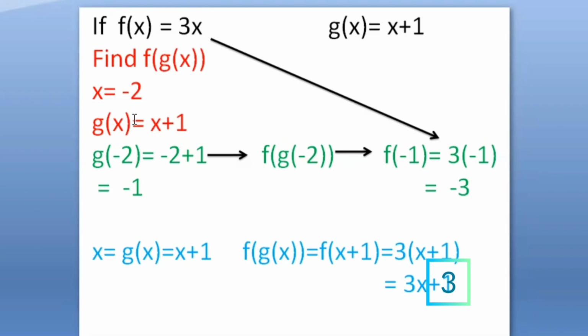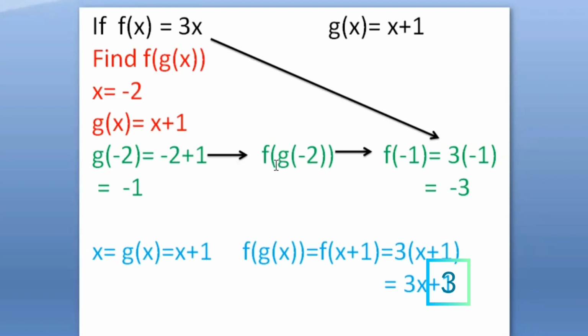Here we have g of x is equal to x plus 1. Our given equation is this, and I plug in minus 2 here: minus 2 plus 1. The x value I put as minus 2. So our answer is minus plus minus, so minus plus, I got minus 1. So we get the g of x value.